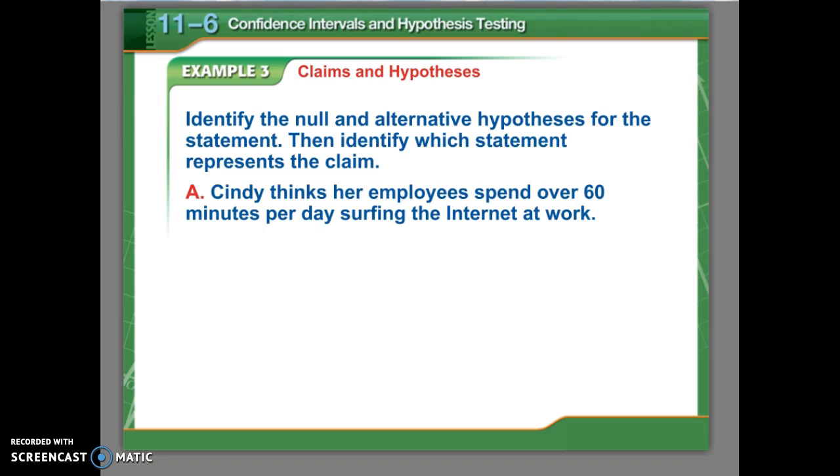So part A of this problem says that Cindy thinks her employees spend over 60 minutes per day surfing the internet at work.